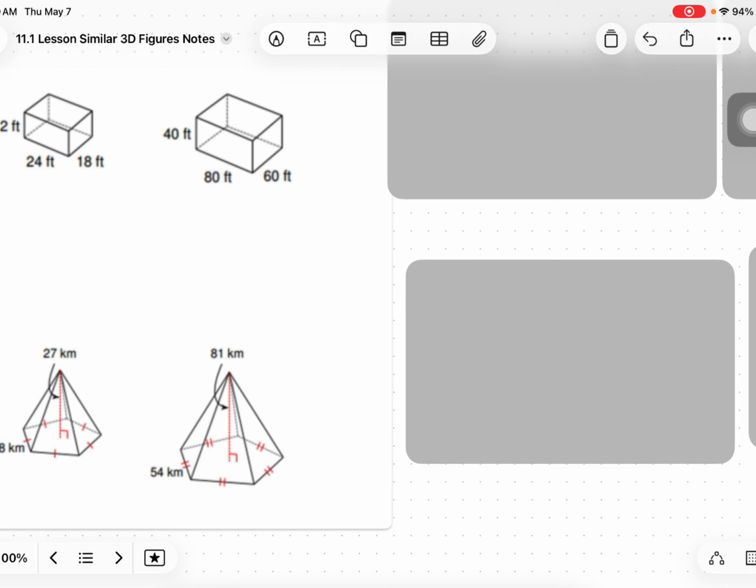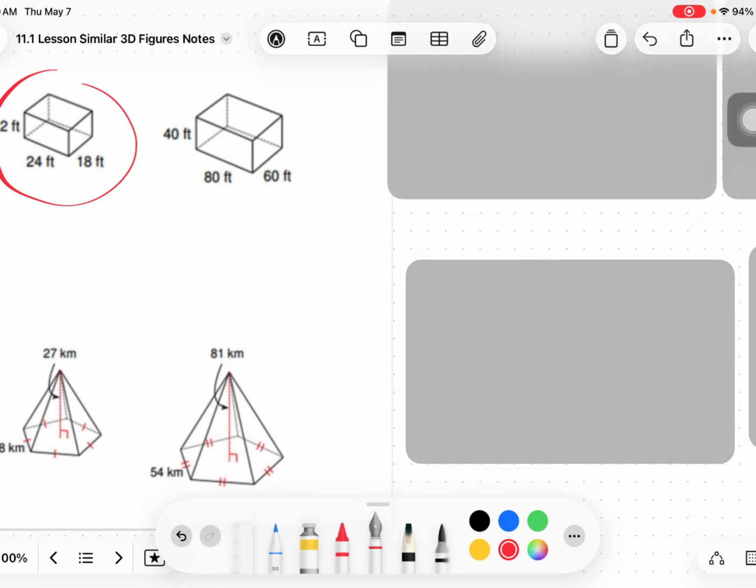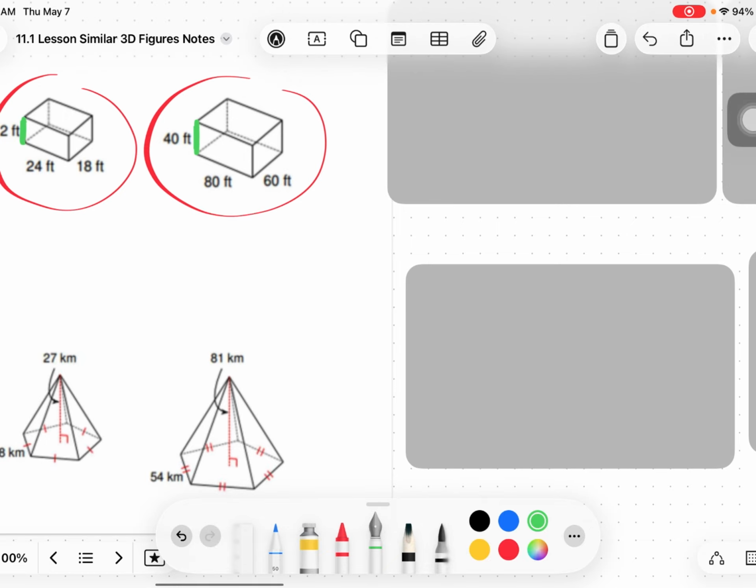So here we can actually see some three-dimensional shapes. So in this first example, I have two rectangular prisms. You can see in each of these shapes, we have a height of the prism. We have, we'll call it length, and then we have a width. And so if these are similar prisms, then the two green pieces should have the same fraction as the red pieces as the blue pieces.